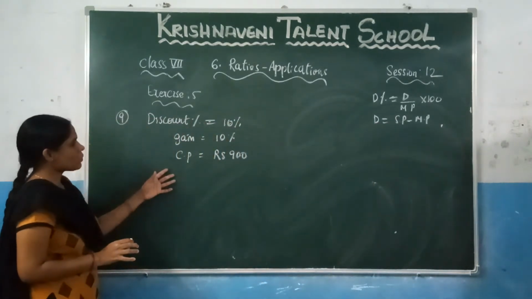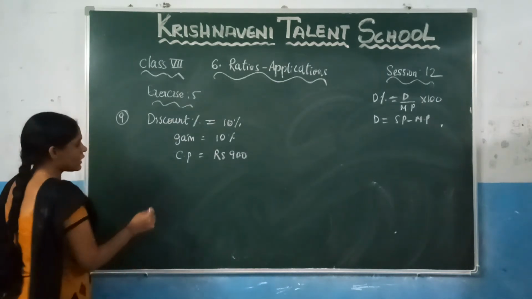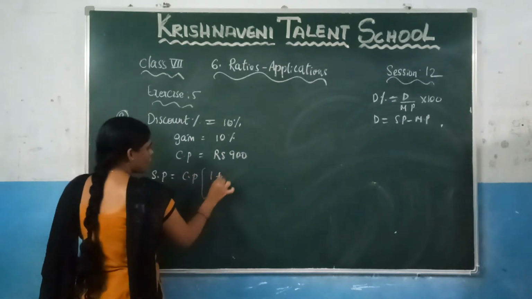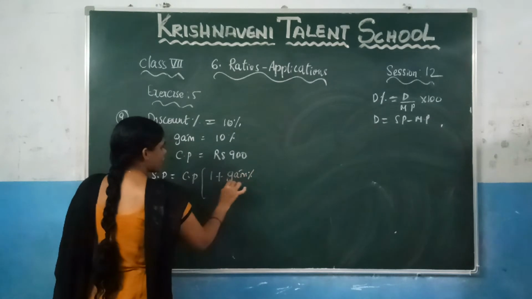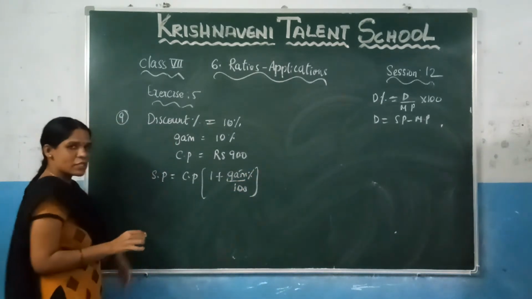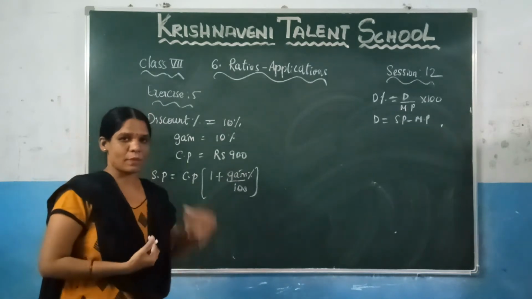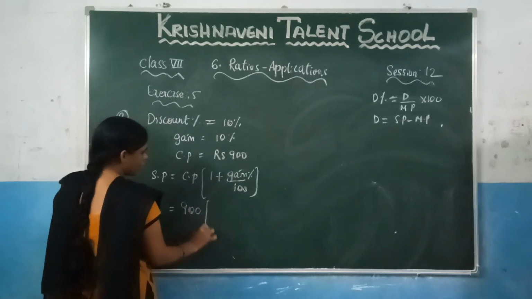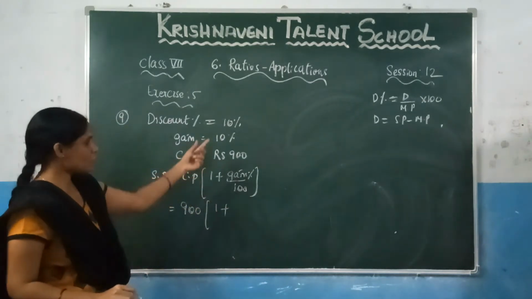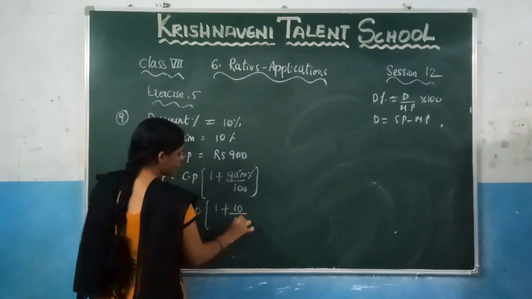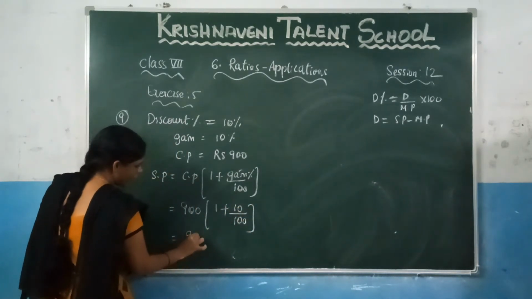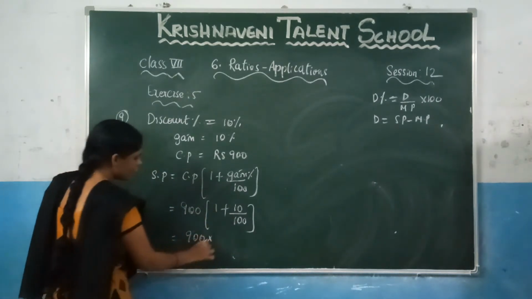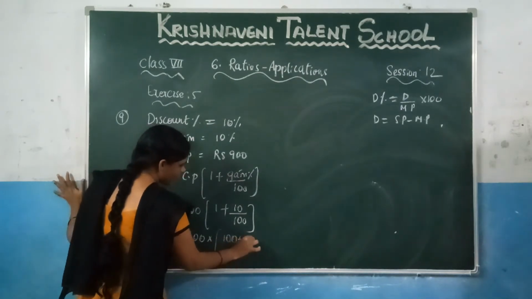Since we know the cost price and the gain, what is the formula for the selling price? Selling price is equal to cost price into 1 plus gain percentage by 100. By using this formula, you can calculate the selling price. Let us substitute here. What is the cost price? 900 into 1 plus gain percentage. What is the gain percentage? 10 by 100. Now 900 into, the value of 100 into 1 is 100, so write here 100 plus 10 by 100.